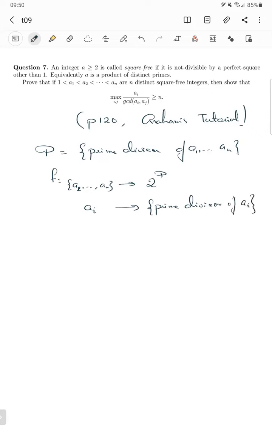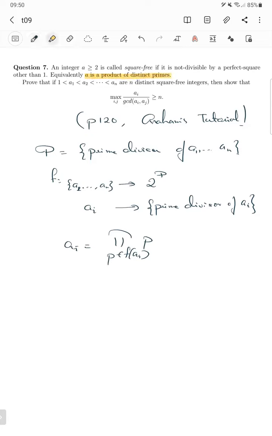Okay, so use this bijection. Now why do I say this is a bijection? Because if I'm given f of a_i, I know what a_i is. a_i is nothing but the product of all the primes in f of a_i. Why? Because remember, these are square-free numbers. So equivalently, you can use this definition.